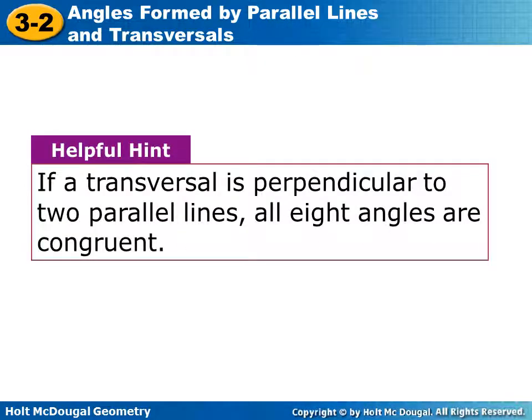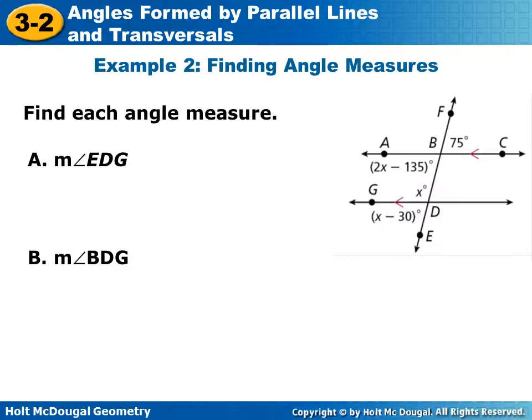If a transversal is perpendicular to two parallel lines, all 8 angles are congruent. So here we're trying to find the angle measure of EDG. EDG is alternate exterior to FBC, and FBC is equal to 75 degrees.